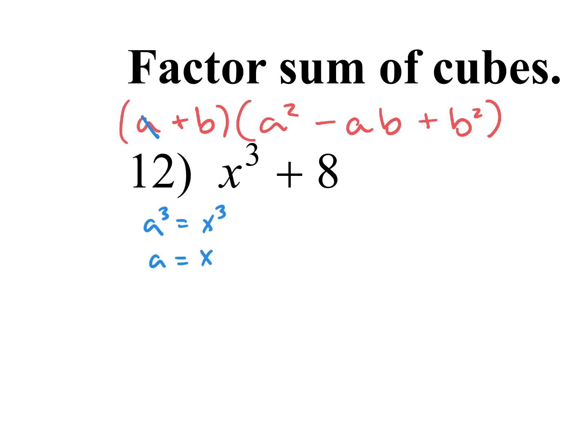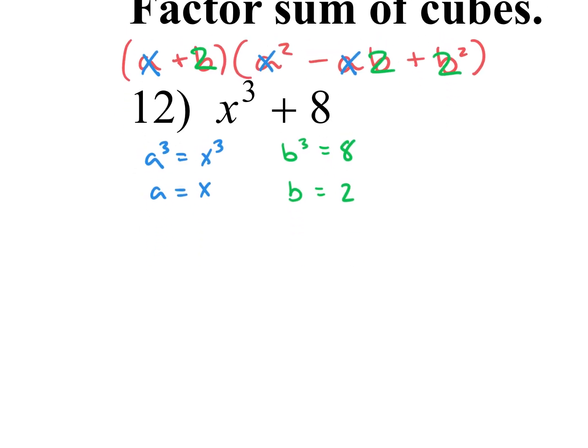X. So everywhere I have an a, I'm going to plug in x. And then if b cubed is equal to 8, what is just b? 2. Perfect. Because 2 times 2 times 2 gives us 8. So everywhere I have a b, I'm plugging in 2. And then I have to simplify.